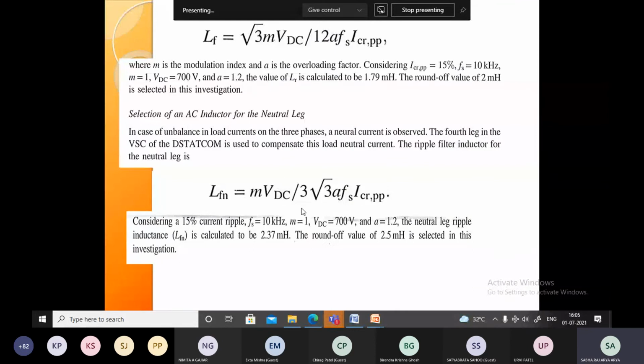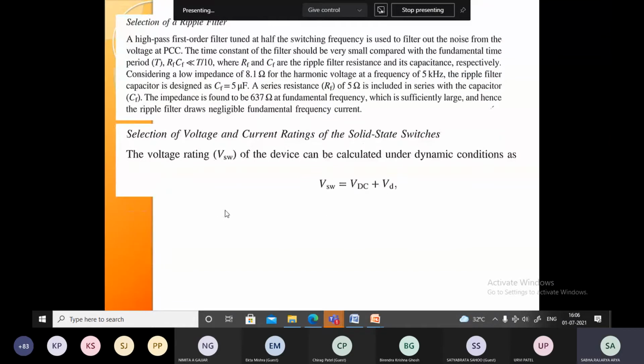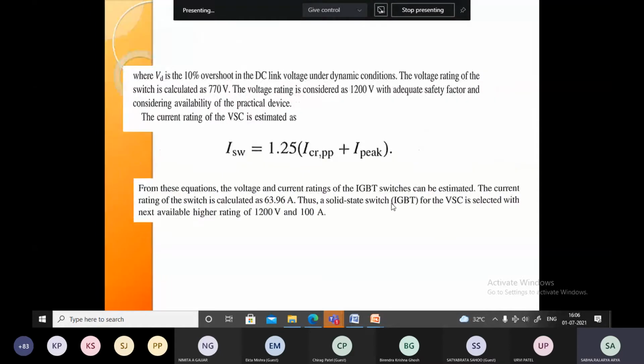Now if you have a 4-leg system, you can use a fourth inductor also. The value of that inductor is somewhat higher compared to the other 3 inductors, because we don't have any counter voltage there. So you can design that one based on VDC divided by 3 square root 3 into A into Fs into ICRPP, meaning the ripple component of the compensating current. Based on that, we can design these things. The selection of voltage and current rating of the solid state switch you have already seen.